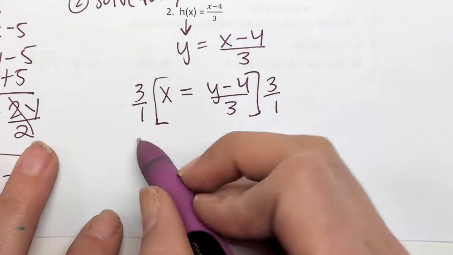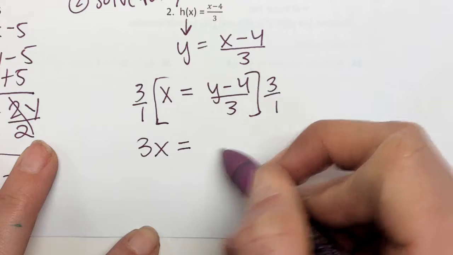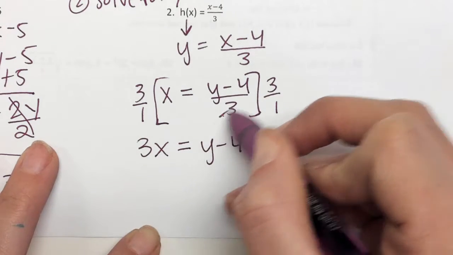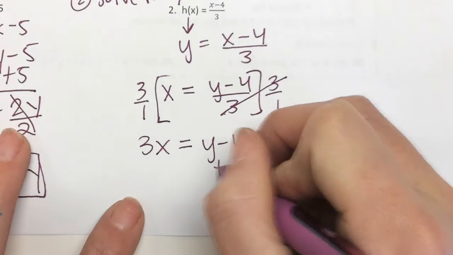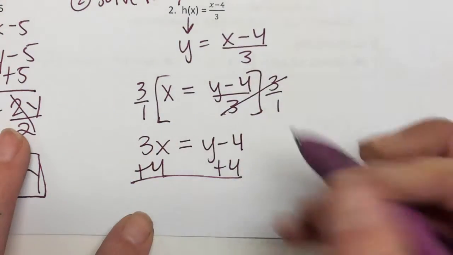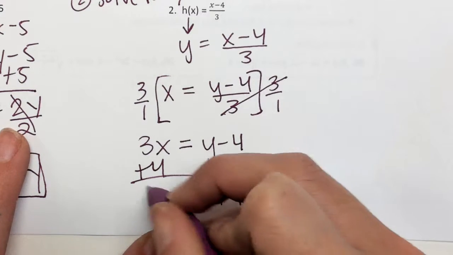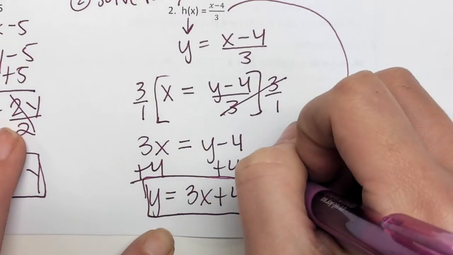Alright, so on the left side we would have what? On the right side? Yes. Why didn't I have to distribute the 3? Good. Alright, now how do I solve for y? Add 4. So y equals? 3x plus 4. Perfect. We have solved for y, so these two are inverse functions of one another.